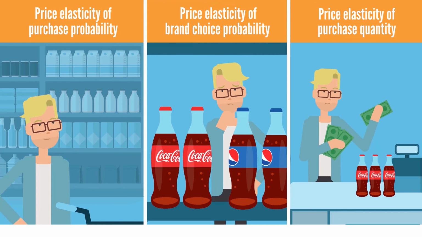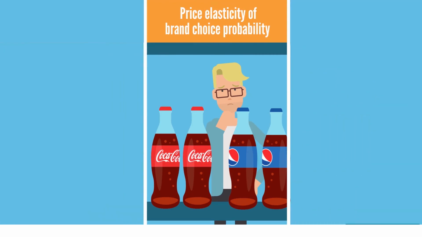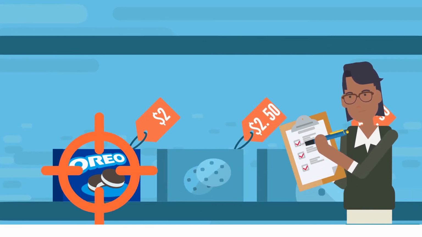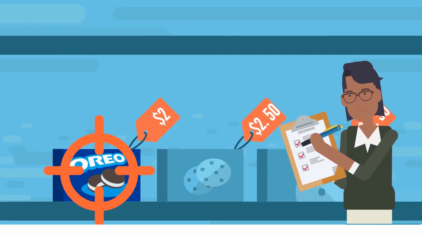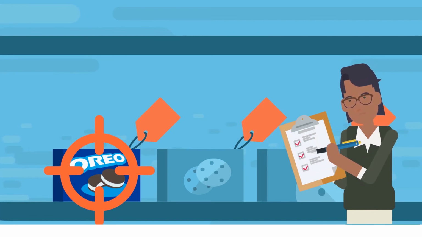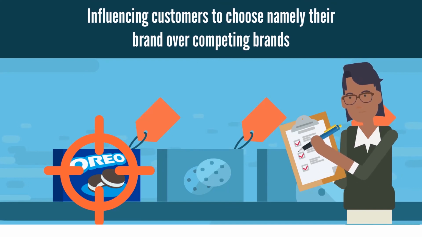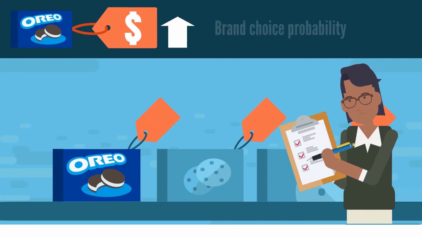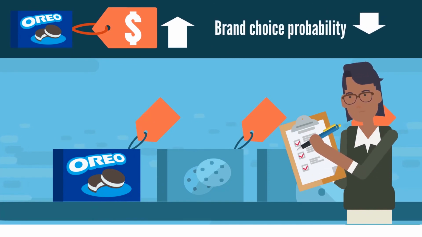What about price elasticity of probability for brand choice? Well, that's the most interesting one. And it's the most important one for marketers as well. If you're working for Oreo, you'd be interested in the Oreo brand, not in the aggregate biscuit sale across the board. That's why all marketers' efforts are devoted to influencing customers to choose namely their brand over competing brands. Similar to purchase probability, we can assume that if the price of a product from a given brand increases, the brand choice probability for that brand decreases.